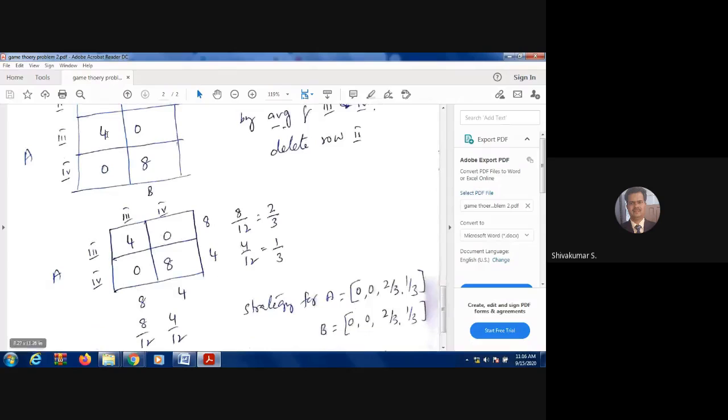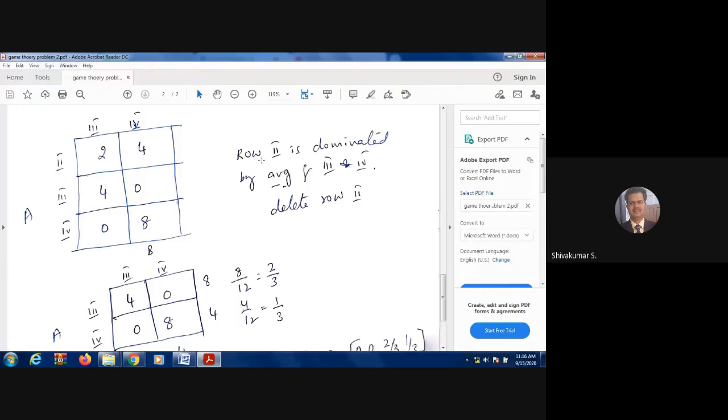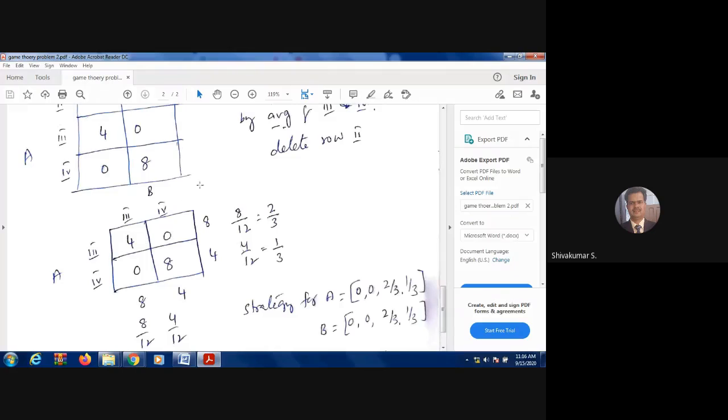You see, you are deleting 2. 3 and 4 as it is, because the 3 and 4 are the average values. Row 2 is dominated by the average values of 3 and 4, so delete row 2. We are deleting row 2 here. So now you're going to have a matrix of 3 and 4, 3 and 4 for A and B. Now 4, 0, 0, 8. A 2 by 2 matrix.